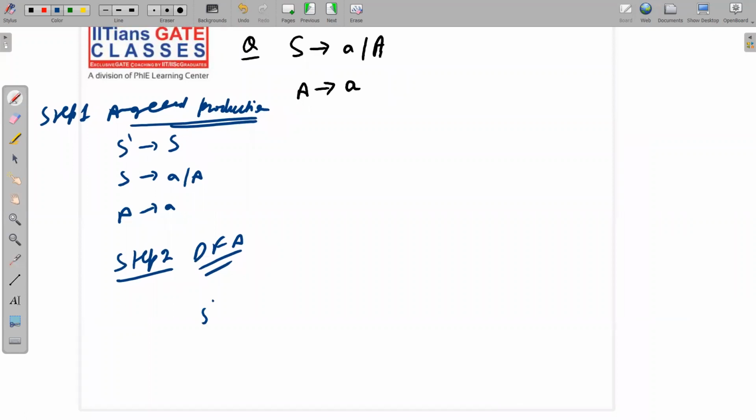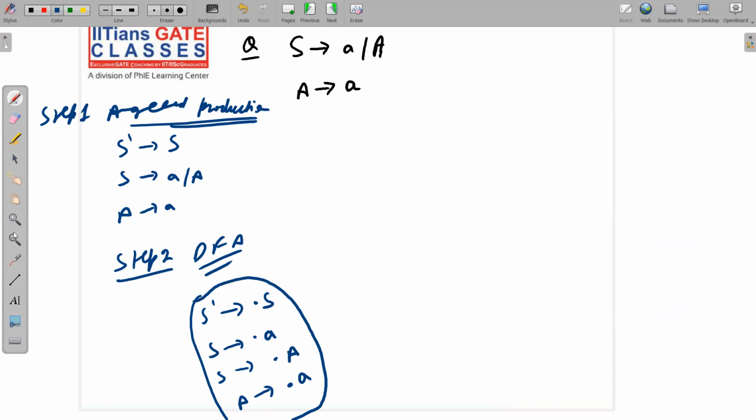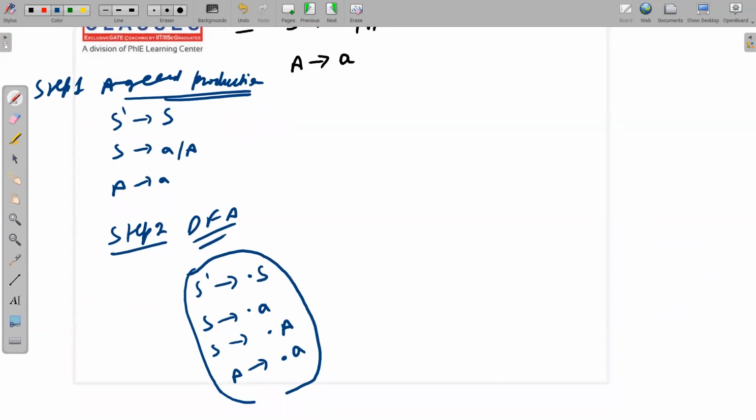So I will say S dash implies dot S. Now since dot is present in the beginning of S, add all the S productions with dot in the beginning. And now since dot is present in the beginning of A, I will apply all A productions also. So capital A goes to dot A. Are you getting it? Dot is present in the beginning of S, so I apply all the S productions with dot in the beginning. Now dot is present in the beginning of A, so I apply all the A productions with dot in the beginning. Now immediately my mind will say a very beautiful thing: see here, dot A, dot A.